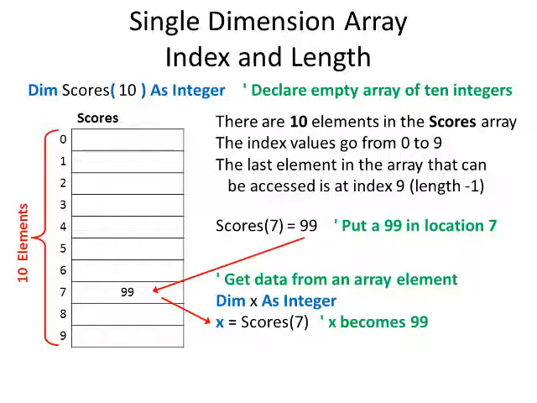For example, I could say scores(7), which I could also call scores sub 7, equals 99. That's going to put a 99 in location 7. I can also get the data from an array element. For example, Dim x As Integer, and I could say x = scores(7). Now the variable x becomes a 99 because I'm going to read that value from the array.